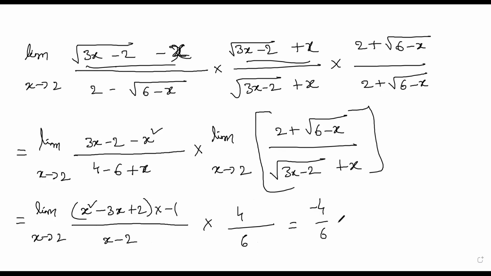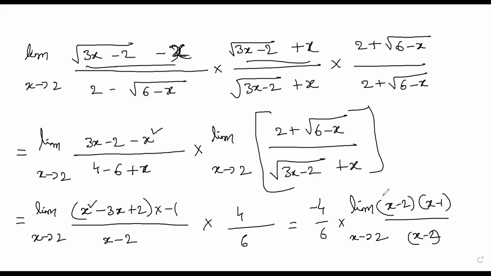Minus 4 by 6. And then you have the limit as x extends to 2. Now x square minus 3x plus 2 is nothing but x minus 2 into x minus 1, whole divided by x minus 2. This is what you have. So cancel it out, and you are left with negative 4 by 6, that is negative 2 by 3. That's the answer. The answer you get is negative 2 by 3.